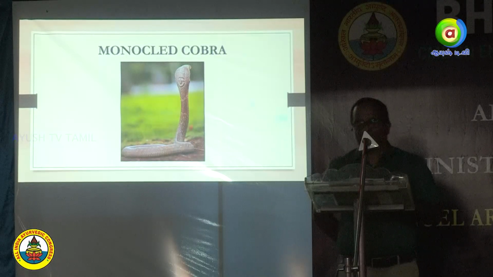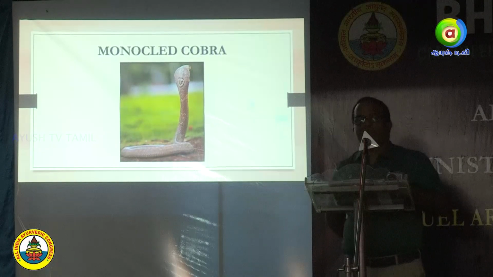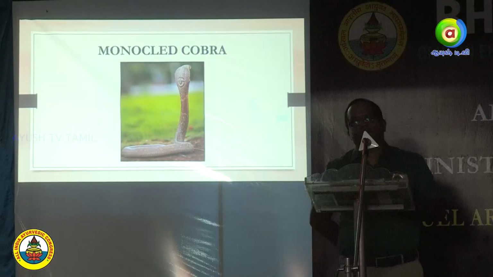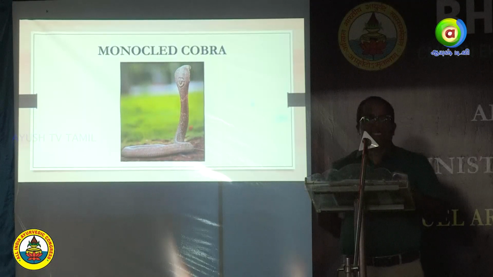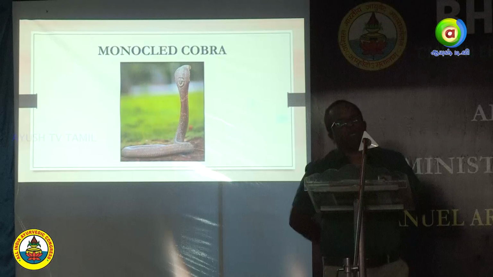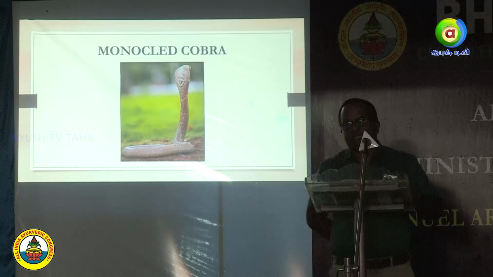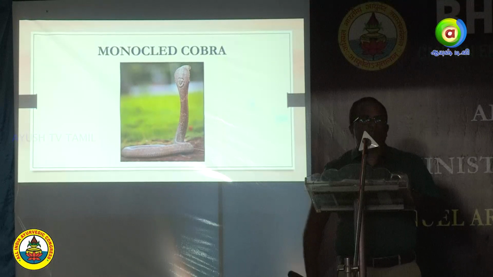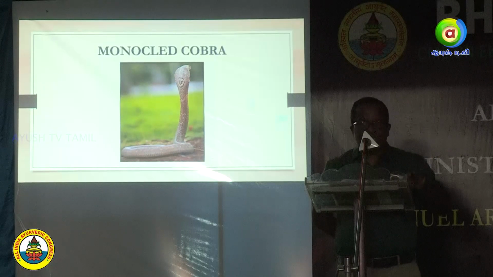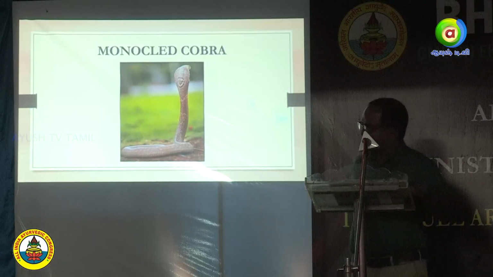That is the spectacled cobra, and this is a cobra with a single ring mark on the back side of its hood. That is called a monocled cobra. That is rarely available. You may have come across in your general knowledge studies that there is a spitting type of cobra. These cobras will spit venom on your face. This is called the monocled cobra. Next.